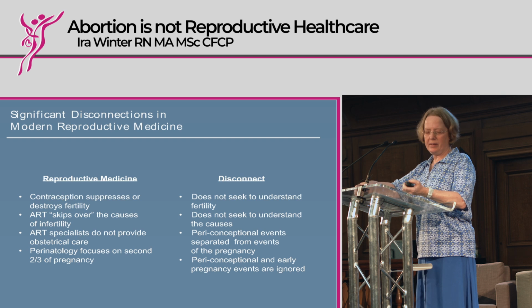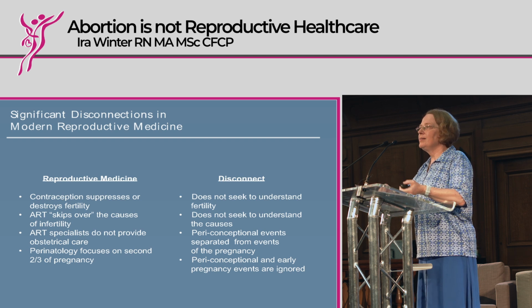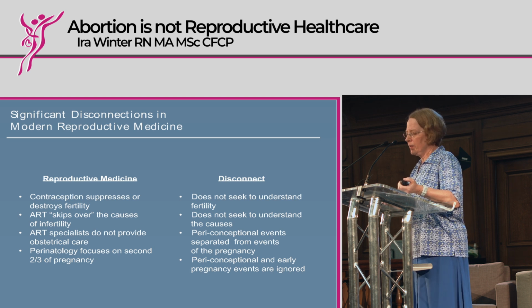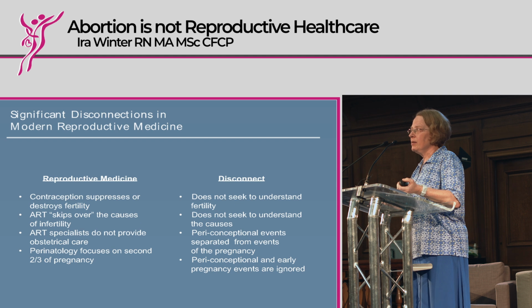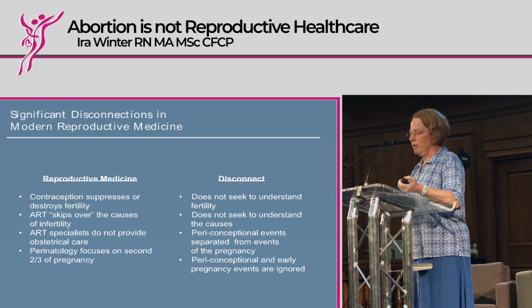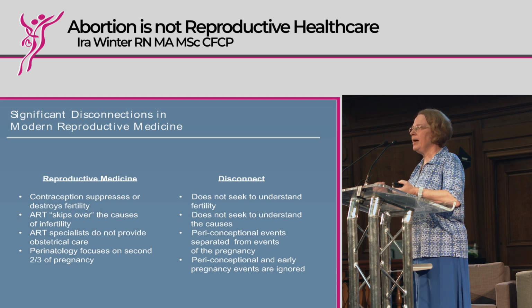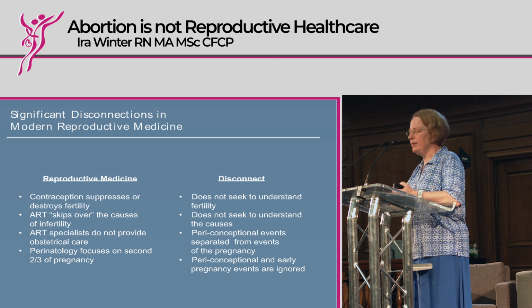What we're recognizing is there is a disconnect in what the woman describes, and this same is also happening within the medical field. And it starts with what is probably a second elephant in the room, contraception. Contraception suppresses temporarily, or even longer, fertility. It does not seek to understand fertility. Artificial reproductive medicine skips over the cause of infertility. It does not try to resolve the underlying issue.